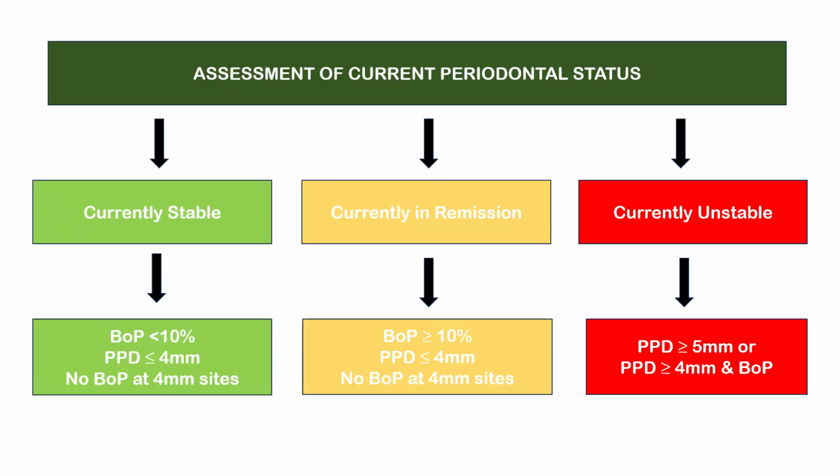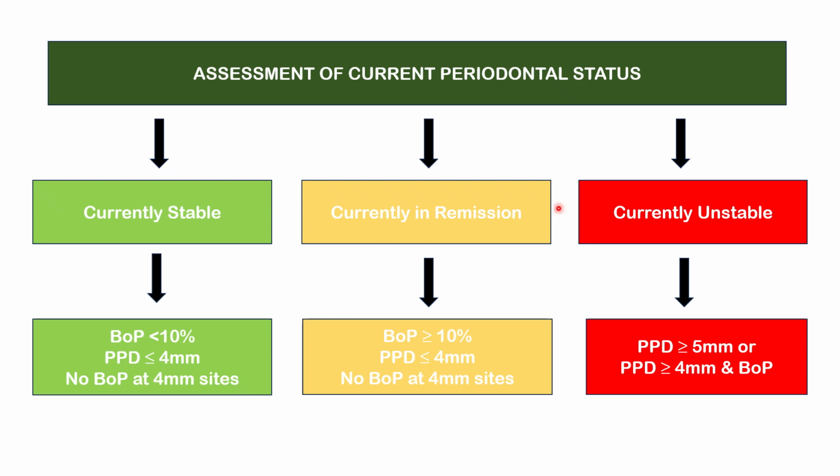Coming to the assessment of current periodontal status, we have three categories. The first one is the currently stable case. In this we can see that the bleeding on probing is less than 10%. The probing pocket depth is less than 4 mm, and there is no bleeding on probing at 4 mm sites.